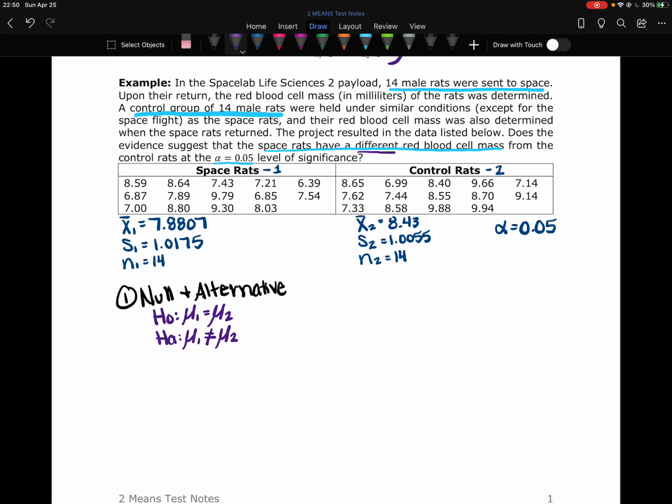If it was less than, we would use a less than symbol. If we thought that it was decreasing their red blood cell mass, we would use a less than symbol there. If we thought beforehand, hey, maybe it's increasing their red blood cell mass, we would use a greater than symbol in this alternative hypothesis here. But we don't know. We just want to know, is it changing their red blood cell mass? That's really what matters. Is it different when they get back? Because we have to account for that then.